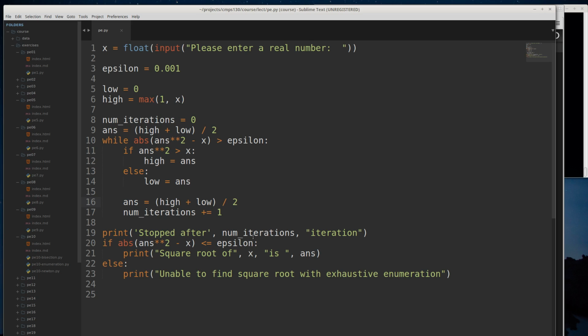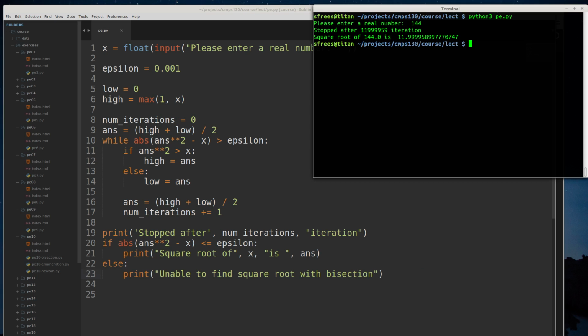We can still print out the number of iterations. It turns out that we're never going to be unable to find this square root, so we can probably remove that, but for debugging purposes, I'll leave it for now. We'll put bisection, of course, instead of exhaustive enumeration. All right, so now I've changed the value, and let's do 144.